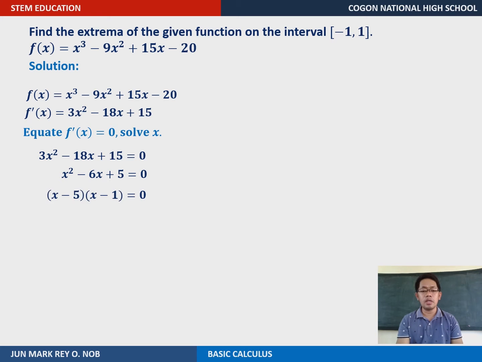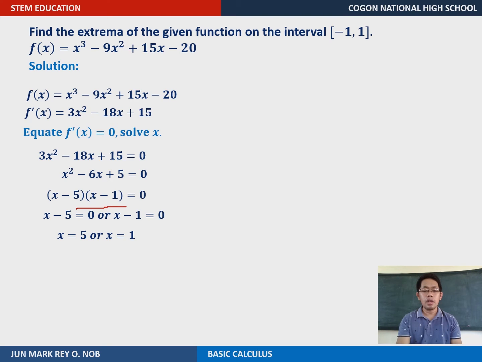And this now is factorable, the product of the quantities x minus 5 and x minus 1. Of course, this equation is true whenever x minus 5 is equal to 0 or x minus 1 is equal to 0. Let's solve now the roots. So x is equal to 5 or x is equal to 1.